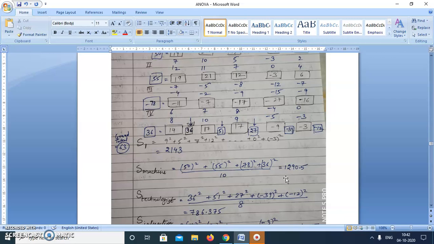Now in this question, technologists are 5: A, B, C, D, E. So for the first technologist, A, I have calculated the total, that is 36. Now this 36 has come from the total of 8 readings. So in case of S technologist, we'll divide by 8. So we get this number, that is 786.375.